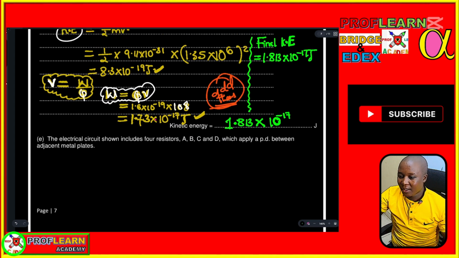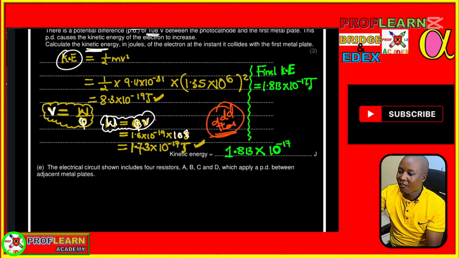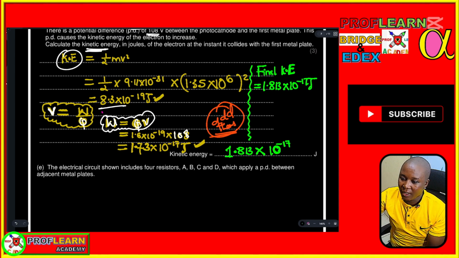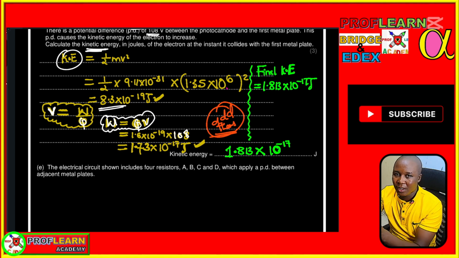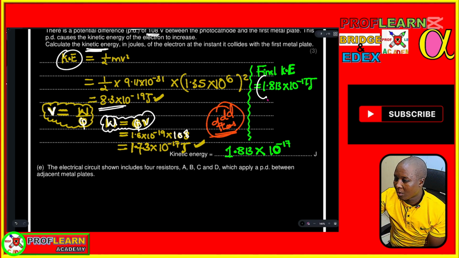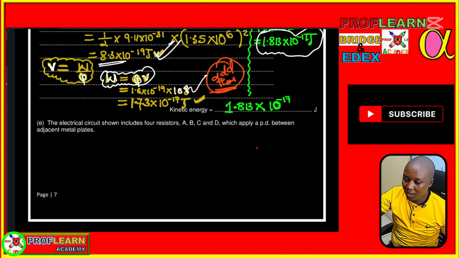Now, since there is energy supplied to this electron, and it already had kinetic energy of 8.3 times 10 to the power negative 19 joules, the final energy of this electron as it is accelerating is going to be the sum of this energy and this kinetic energy, and you get the total energy to be 1.813 times 10 to the power negative 17. So basically that's what you're supposed to do in this particular question.